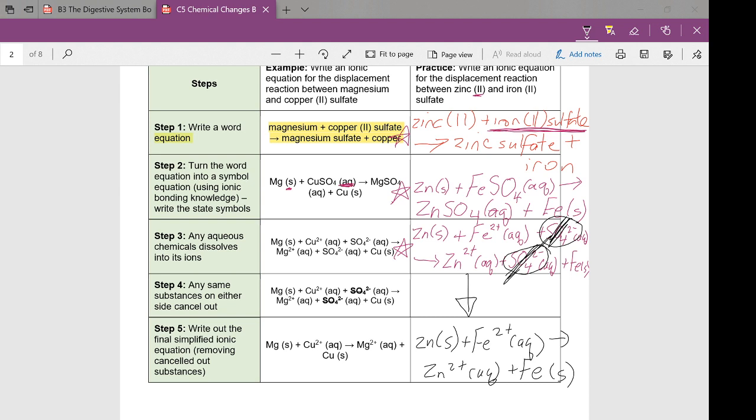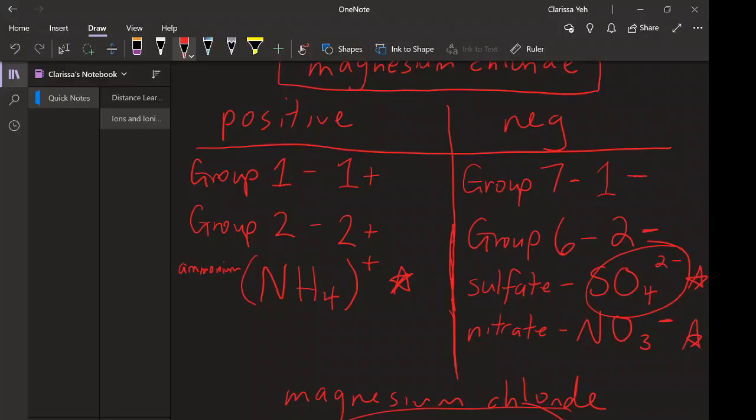But just to recap what we do: write out the word equation, turn it into symbols, then split up any ionic compounds because they got dissolved, and anytime you see something that's the exact same on either side, you can just cancel them out and then rewrite it out. So let's do another example.